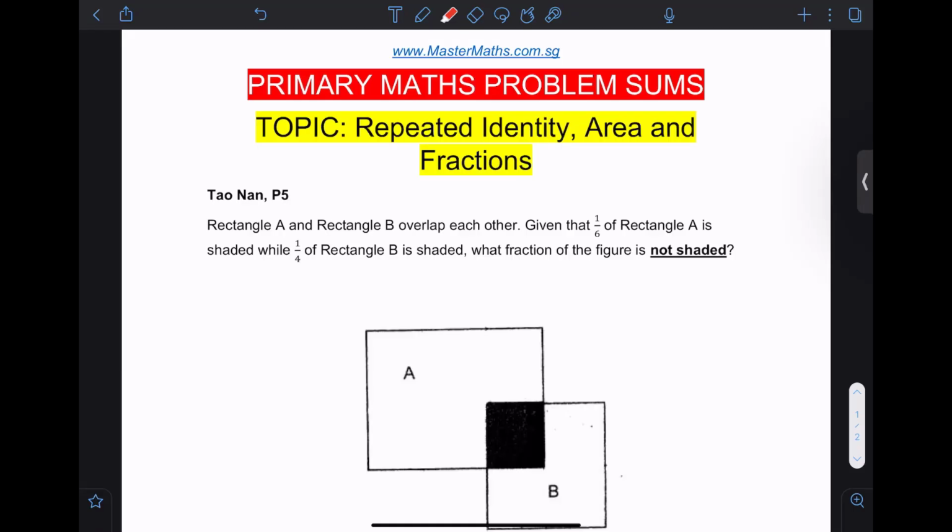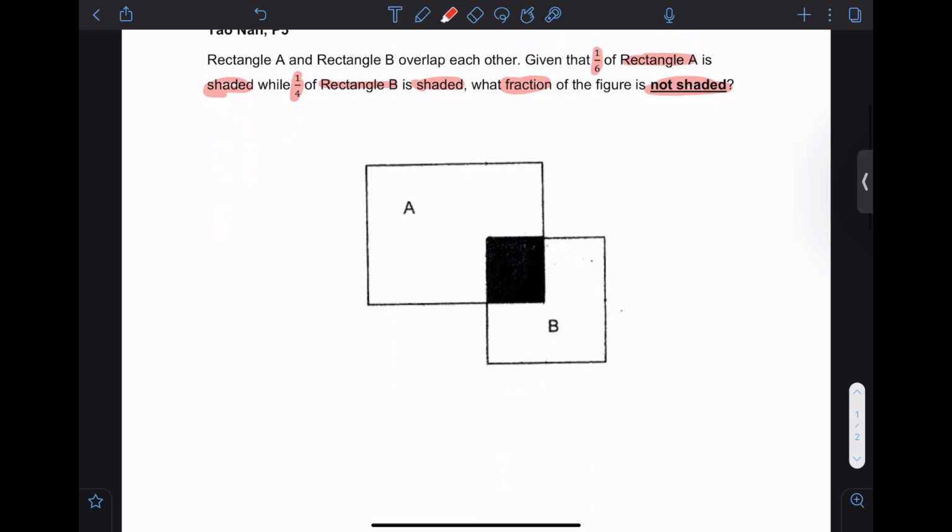There's a question on a repeated identity, area and fractions from Tao Nan, primary 5. Rectangle A and rectangle B overlap each other. Given that 1/6 of rectangle A is shaded, while 1/4 of rectangle B is shaded, what fraction of the figure is not shaded? Okay, now to do this effectively, you can develop a ratio for yourself.